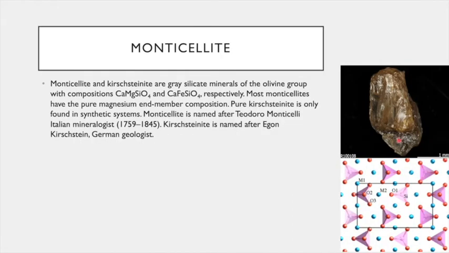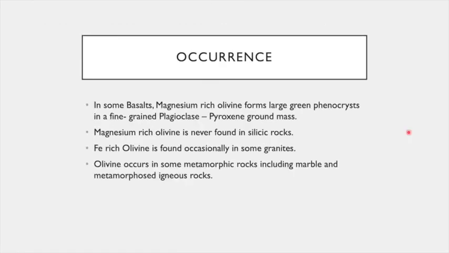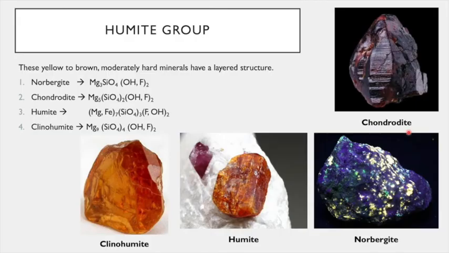This is the picture of monticellite. In some basalts, magnesium-rich olivine forms large green phenocrysts in a fine-grained plagioclase pyroxene groundmass. Magnesium-rich olivine is never found in silicic rocks. Iron-rich olivine is found occasionally in some granites. Olivine occurs in some metamorphic rocks including marble and metamorphosed igneous rocks. The next is the humite group.